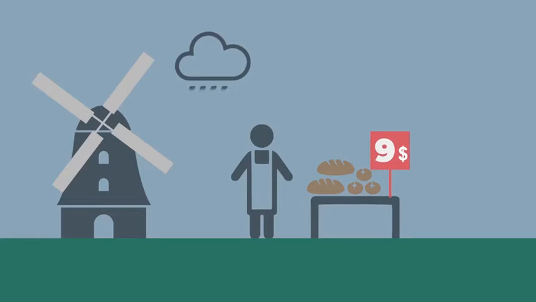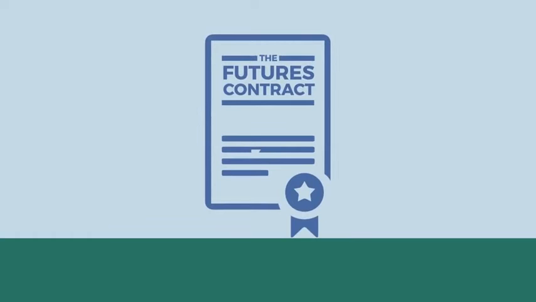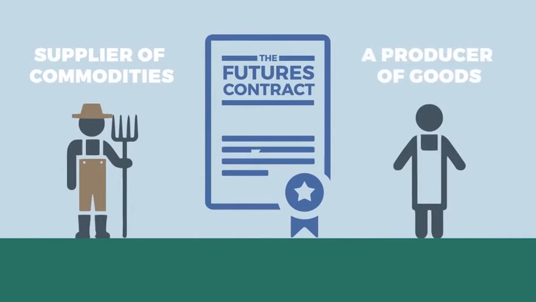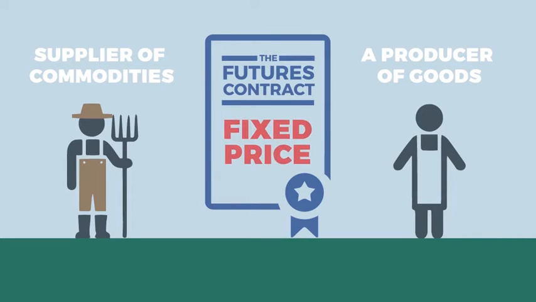This cycle of boom and bust was no good for anyone, and everyone craved a way to keep things much more stable without all the volatility and wild swings in price. And this is where the futures contract was invented. The futures contract is basically a legal agreement between a supplier of commodities and a producer of goods. And that agreement states that the supplier will provide a specific commodity to a certain standard of quality to the producer to buy at a pre-arranged fixed price on a specific date in the future.